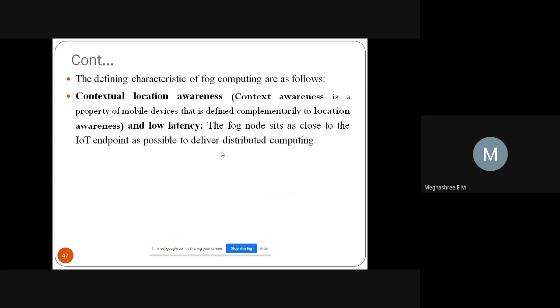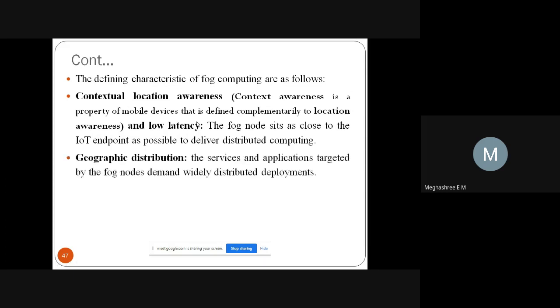Now there are characteristics of fog computing. Let's discuss that. The first one is contextual location awareness. This is a property of mobile devices, defined complementarily to location awareness. To have awareness of the location with respect to mobile devices is contextual location awareness, and it will have low latency as well. That means low delay.